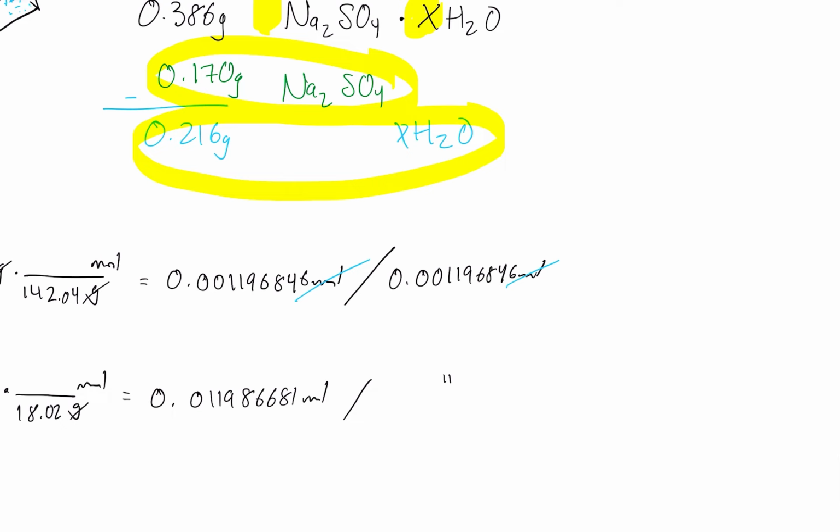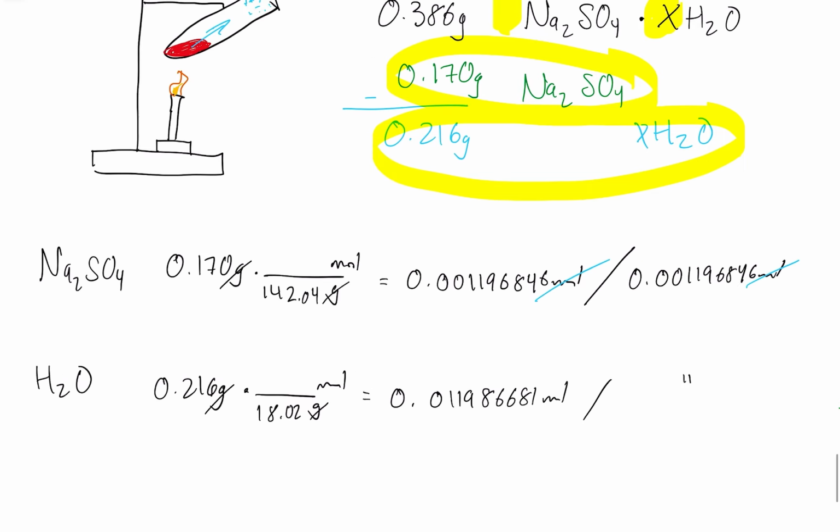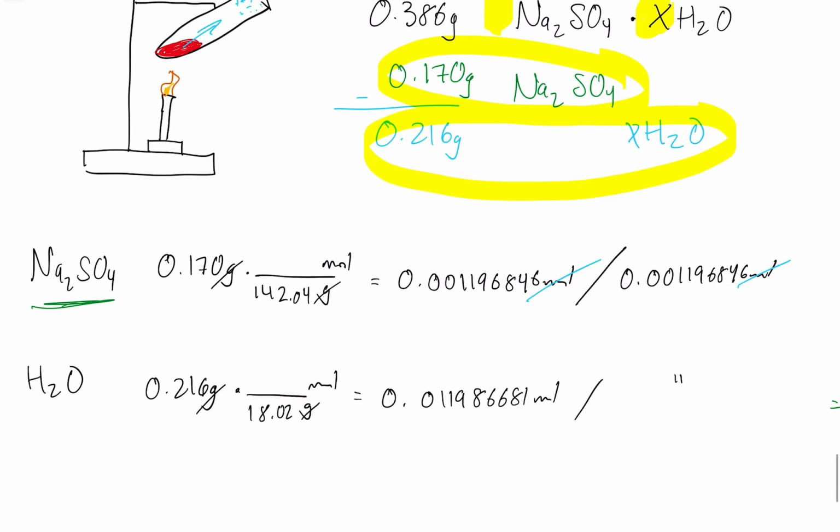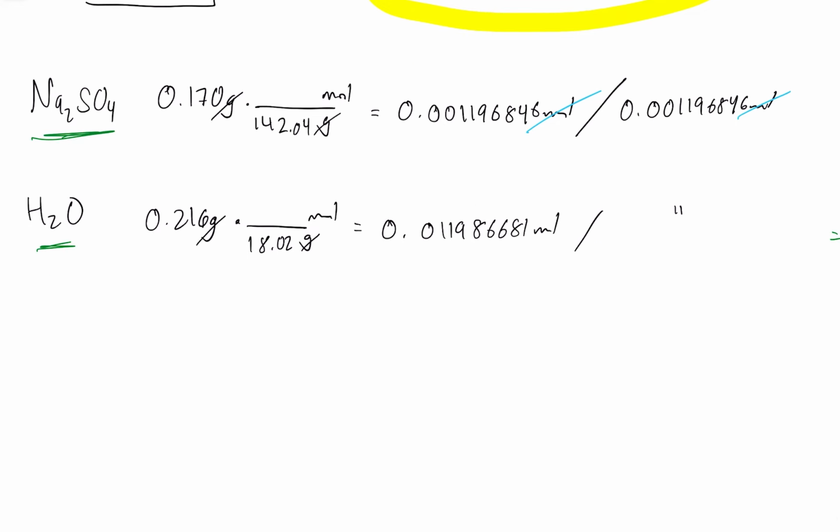Now, we know that this number divided by itself is going to equal 1. And here we get a value of 10.01522. Now, again, if you watch the previous videos, you know that this falls into the range of being able to round down. And so we will round this to 10. And perfect, we just found the coefficients of our different components. So that 1 is associated with the sodium sulfate and the 10 is associated with the water. And we just found our empirical formula.